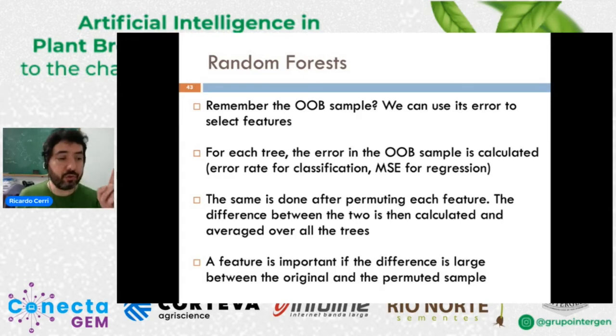I'm going to do this for all the decision trees that have that feature, and I'm going to average this difference in accuracy over all the trees. This is going to be a measure of the importance of the feature for my data set. Then I can rank all the features based on this measure, and verify which are the most important features in my data set for that given task, for example, the productivity of the rice.